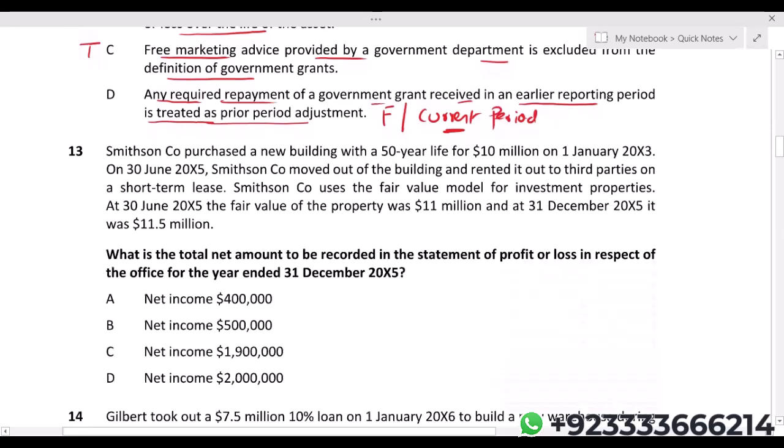Okay, what are they asking here? What is the total net amount to be recorded in the statement of P&L, profit and loss, in respect of the office for the year ended 31st December X5? Okay, let's see. Total amount.